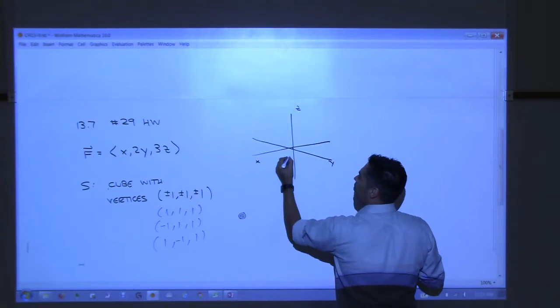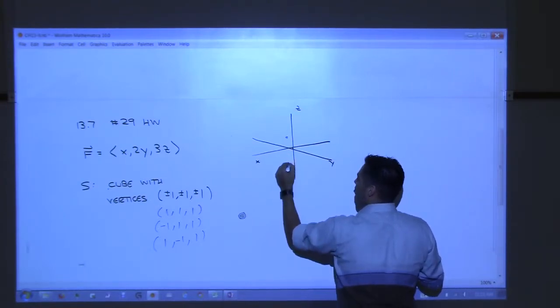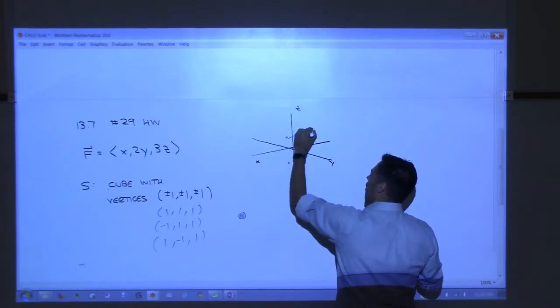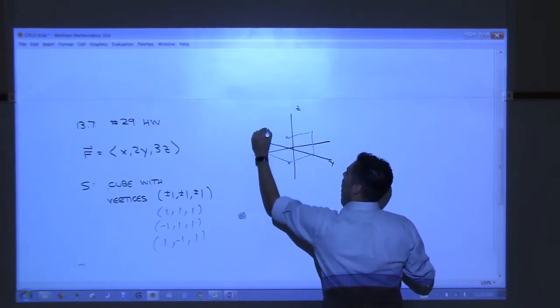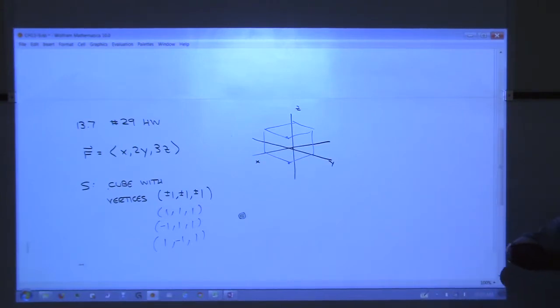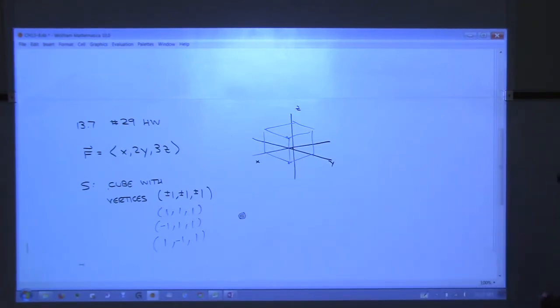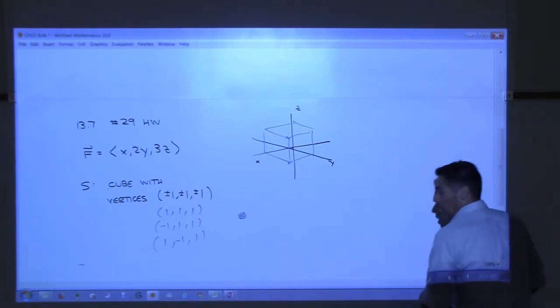So out 1, over 1, up 1, out 1, over 1, down 1. And then do them all, and you get this cube. Do you get what the cube looks like? The center of the cube is the origin. Okay. So when we look at that cube, we're supposed to do this flux on it.